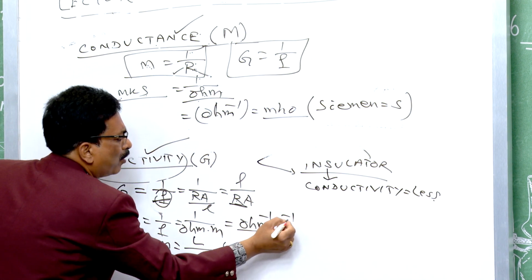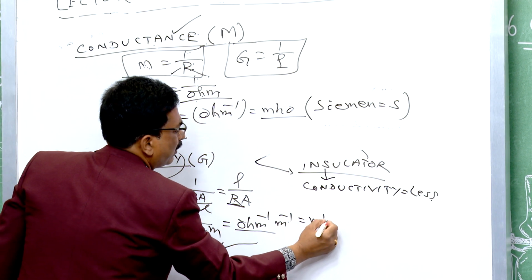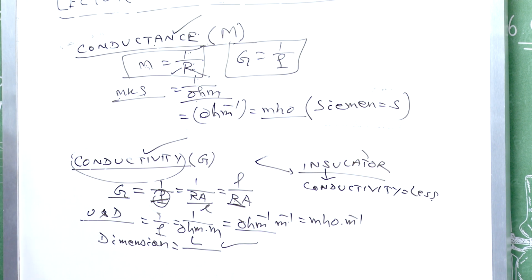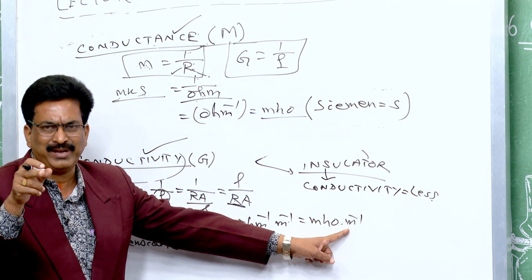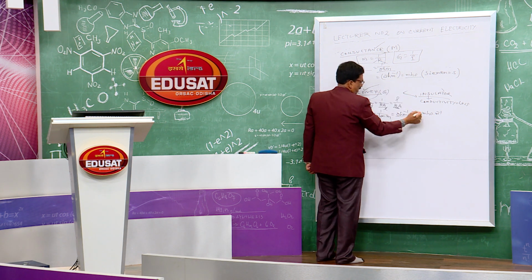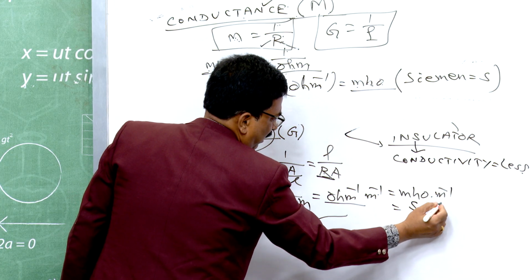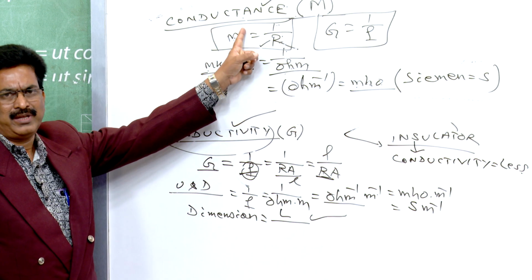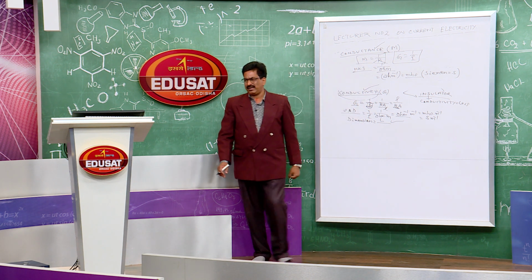So if this is ohm inverse meter inverse, according to this, ohm inverse is equal to mho. So you can say this is mho meter inverse. Mho means it is the reverse of ohm. And this mho can also be written as S, so that is S meter inverse, that is the conductance. So the definition of the resistance, resistivity and the conductance, these three we discussed.